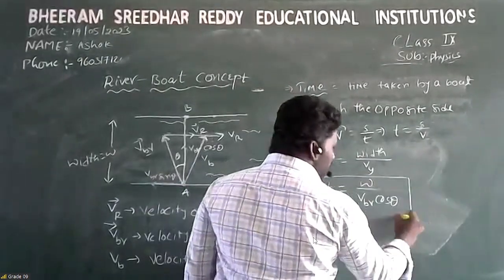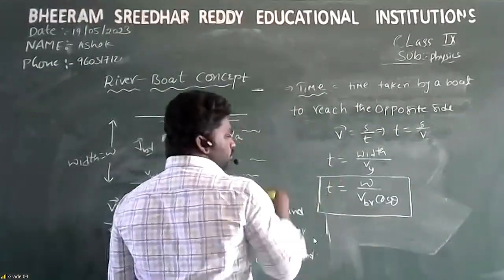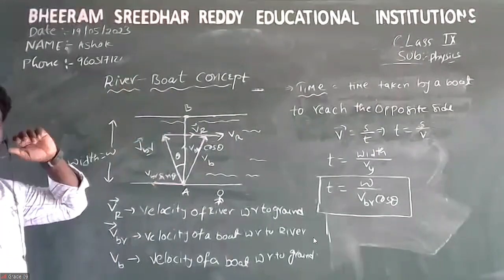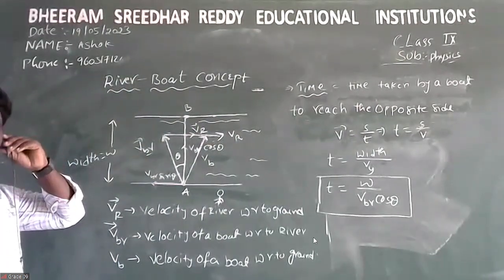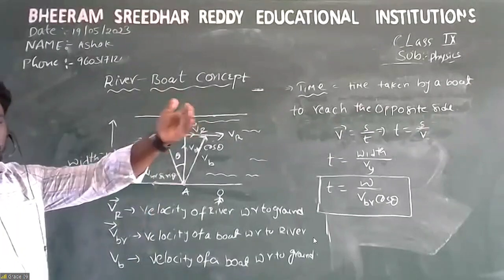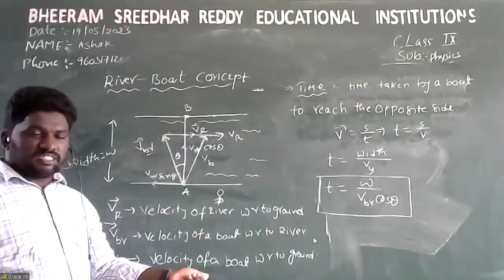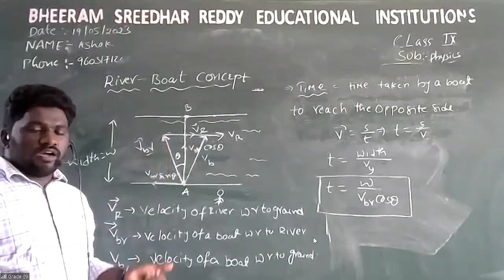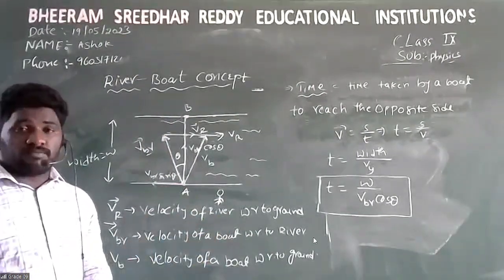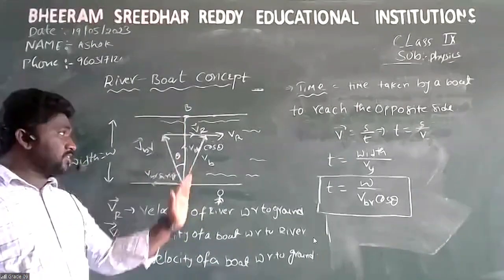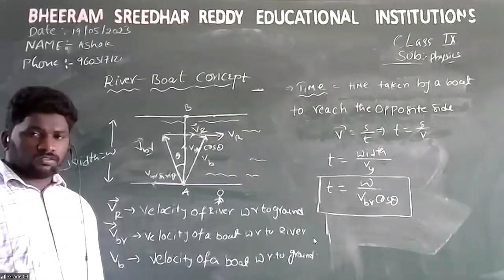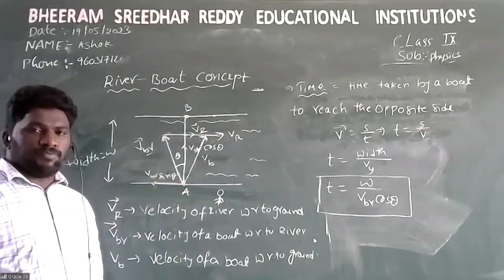By using this formula, we can find the time taken by a person to reach the other bank of the river. Simply, time is equal to displacement by velocity, where displacement is the width of the river and the velocity of the boat is VBR cos theta in the vertical direction. Right? Copy that simple formula, Nana.